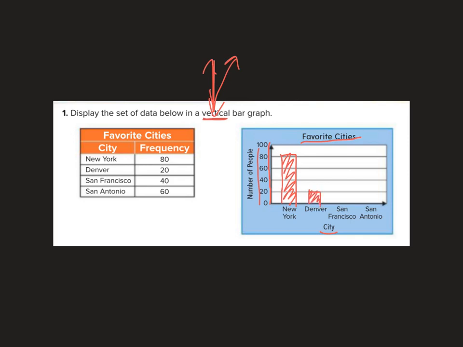Favorite cities people are voting on, I guess. San Francisco's 40. Oh, I guess a lot of people would agree with Mrs. Carroll. They like New York City. And San Antonio has 60? What? I don't know how that... San Antonio gets favorite city votes. Interesting. All right, so there's our bar graph. Vertical bar graph.